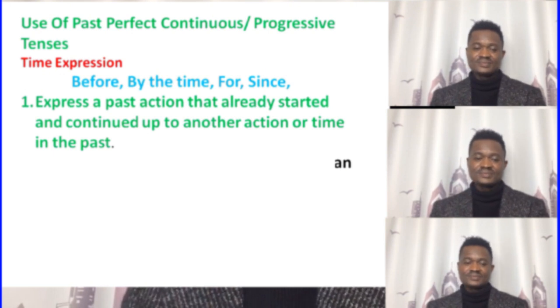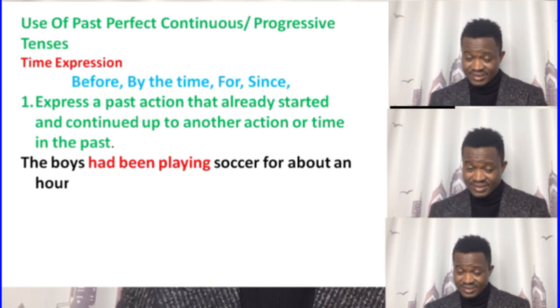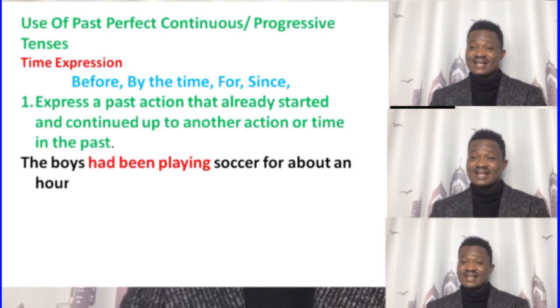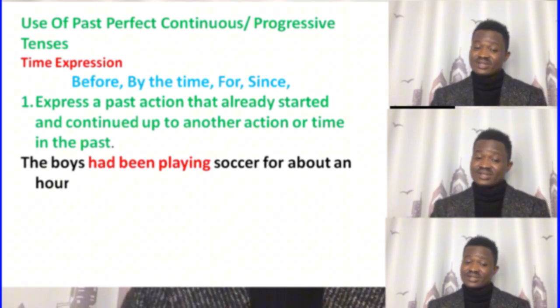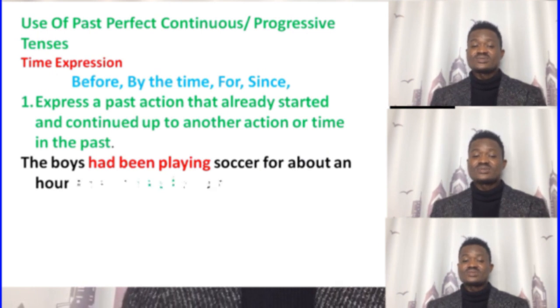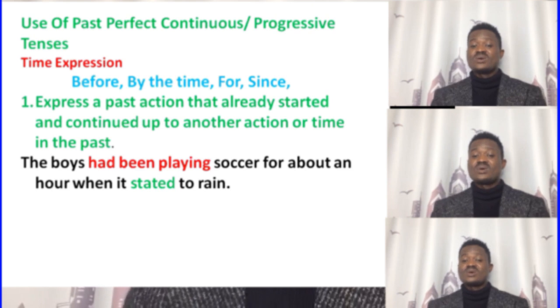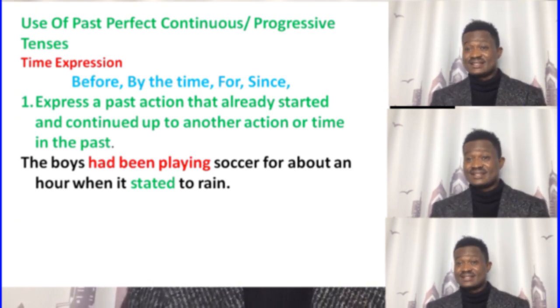So let's see the example here. The boys had been playing soccer for about an hour. So this is an action that started in the past and was still going on in the past. All right. So it continued up to another action. What is the other action? When it started to rain. So when it started to rain, that is a subordinate clause.